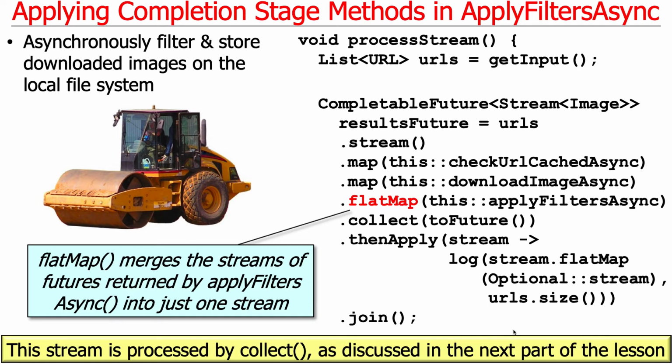So you can see here we're going to end up with this stream of completable futures to optional images that are in the process of being downloaded, transformed, and stored. And we only have one stream of these things because it has been flattened by using flatMap. And of course, this whole thing will be processed by collect, as we're going to talk about in the next lesson.